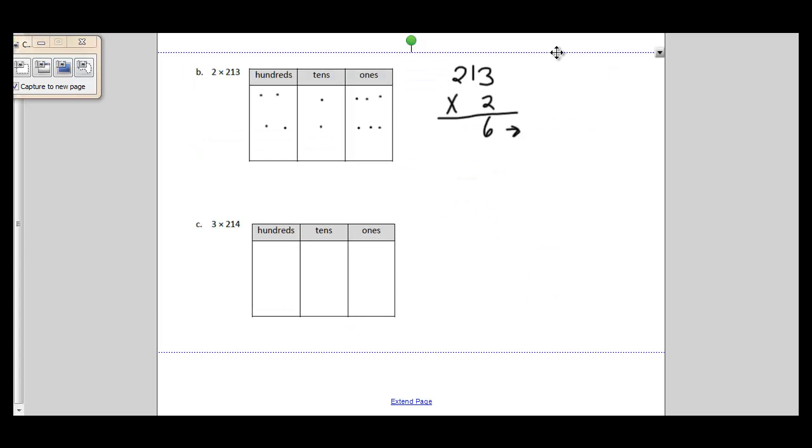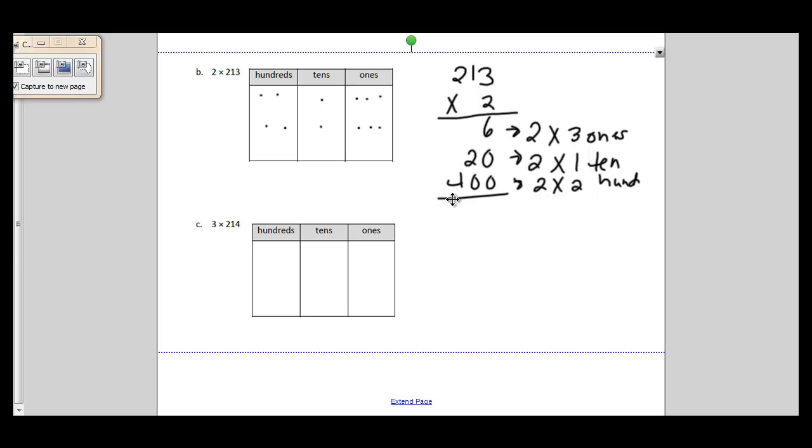Then I've got 20, which is 2 times 1 ten. And 2 times 2 hundreds is 400. That equals 426. I didn't write it underneath here. I think I'm going to skip that extra step, okay? All right, so let's keep on going.